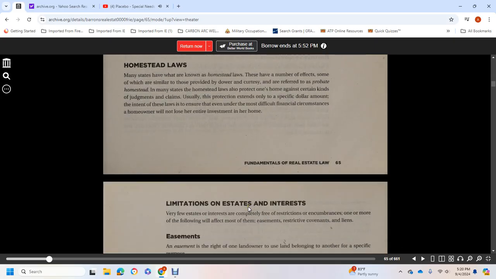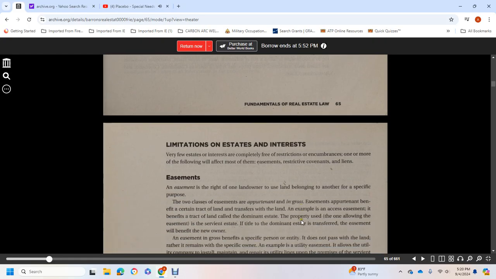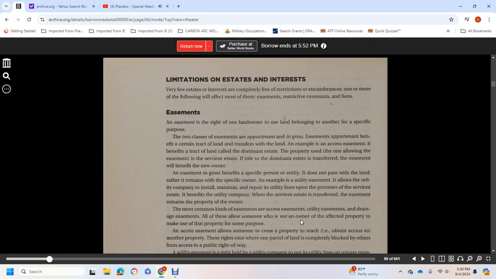Limitation on the estate's interest. Various estate interests are not completely free, and one or more of the following restrictions and encumbrances will affect them: easements, restrictive covenants, or liens. Easements. An easement is the right of one landowner to use land belonging to another for a specific purpose.